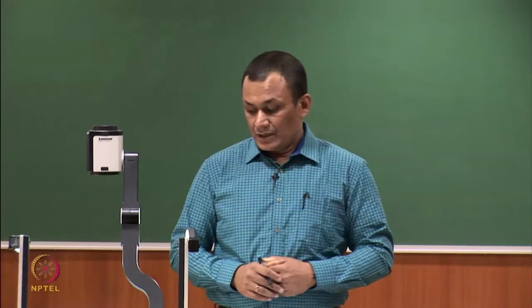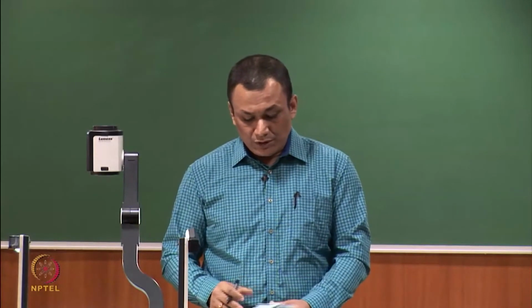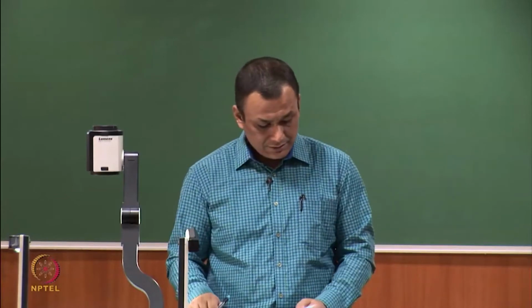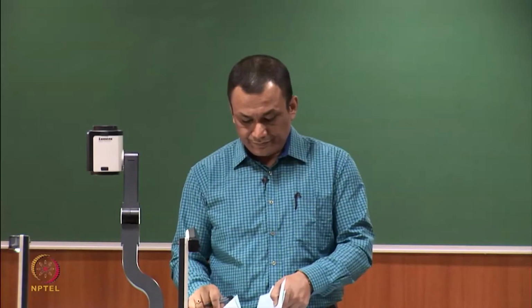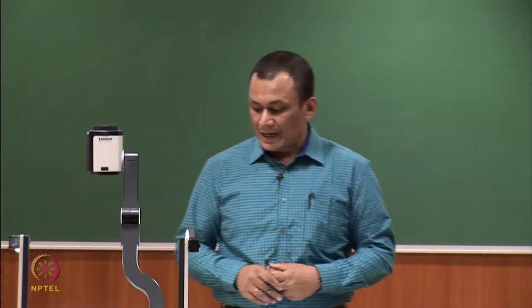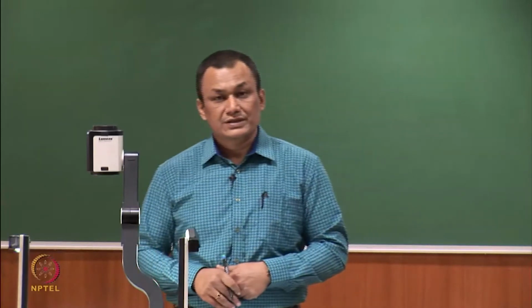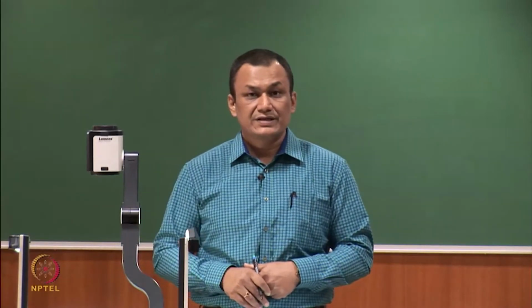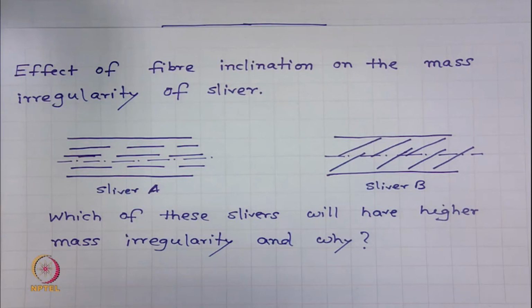So, if we come back to our starting question, which of these slivers will have higher mass irregularity? Of course, sliver B is the answer. And why? This complete derivation answers this question why. Right?